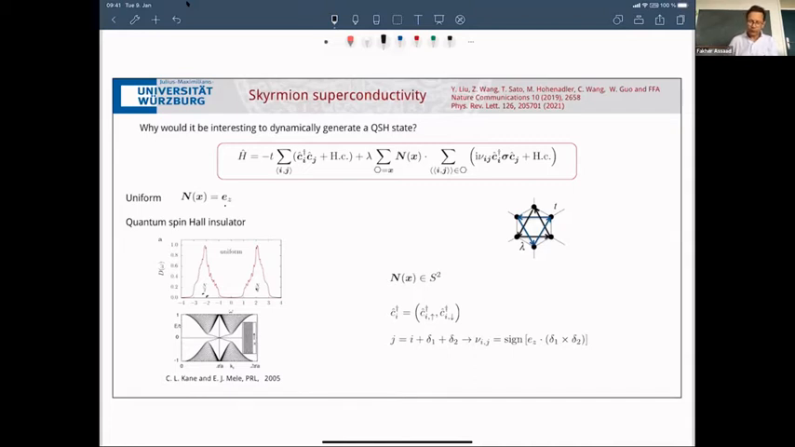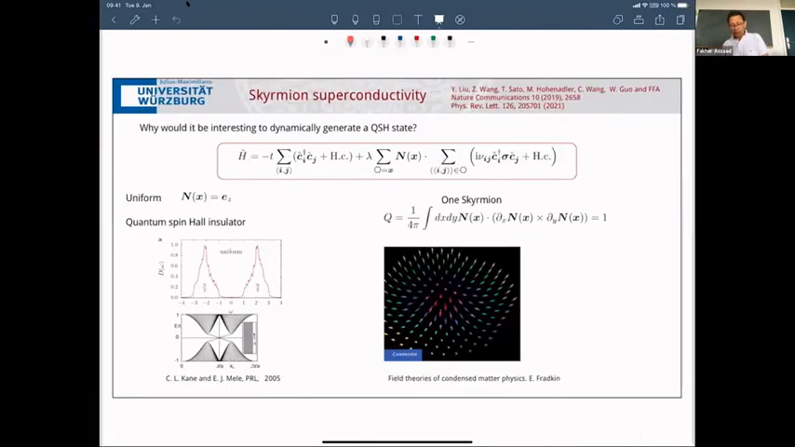And then you ask yourself the question: if I dynamically generate this quantum spin Hall insulator, then this vector n will get some dynamics. So it won't be static; it will have space and time fluctuations. And I can ask myself what happens if this n of x describes a skyrmion. So I'll put in an n of x which has a skyrmion texture, right? The spin would be down here in the center, and then it folds out, somewhere here I would have something like a vortex, and then it goes up at infinity.